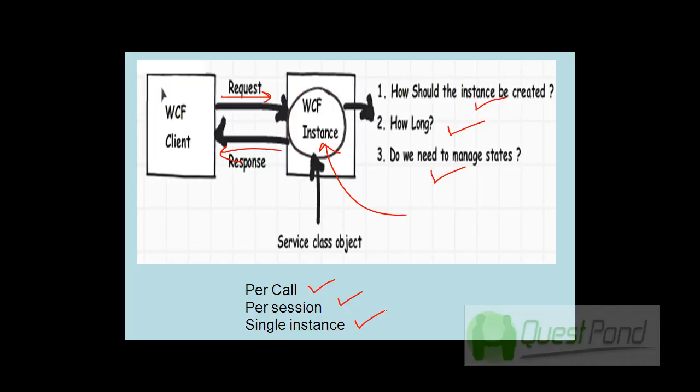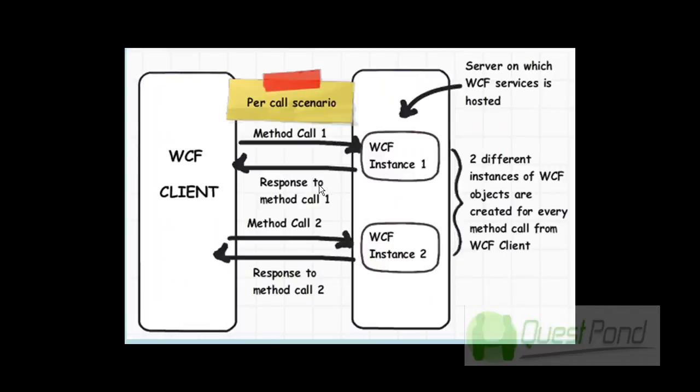So in the coming time we'll take them up one by one. We'll start with per call and see what it is. We'll see a sample code for that, and in the same way we'll do it for the other two WCF instancing types. And later, finally, we'll do a comparison of what to use when. So let's start with the first thing, the per call scenario.